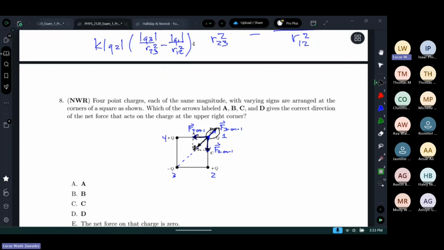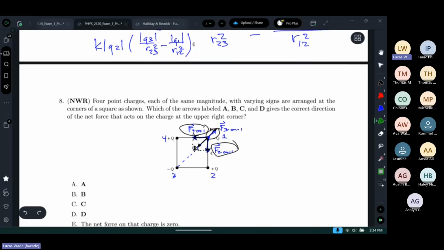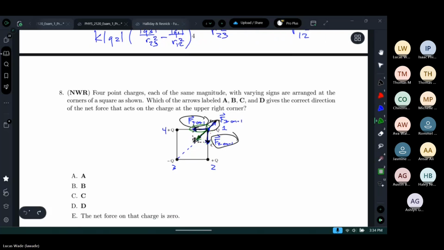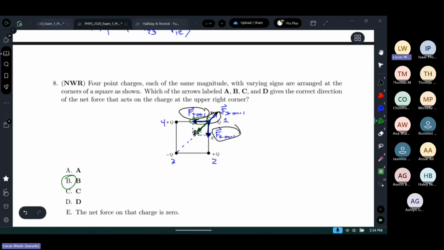That is being opposed by F3 on 1. We said F3 on 1 is weaker than either of these two individual forces because they're acting from a larger distance. So this is a smaller force than the net force we get by adding the other two. And that means that the overall net force from all 3 vectors points down and to the left in the direction of the net force of just this one and this one. So the correct answer is B because of that difference in distance.